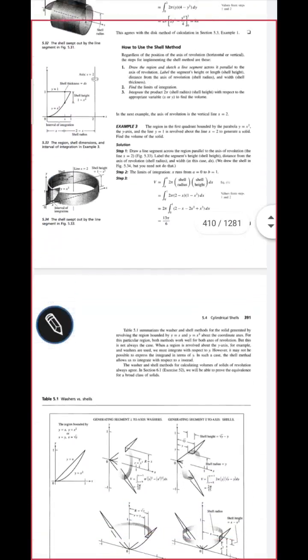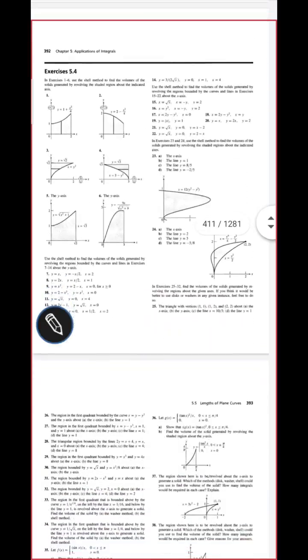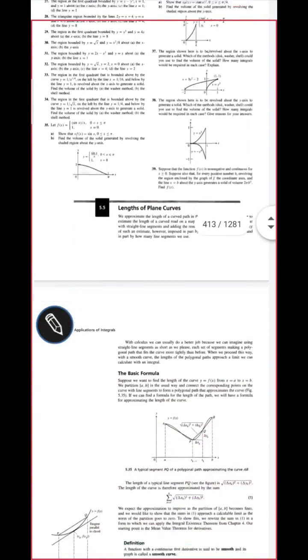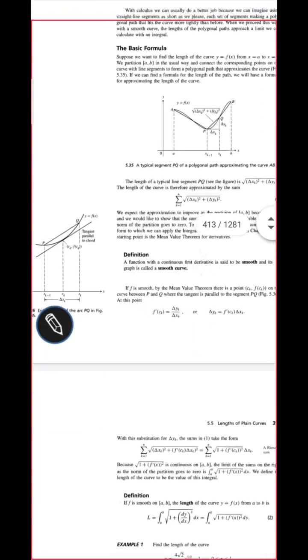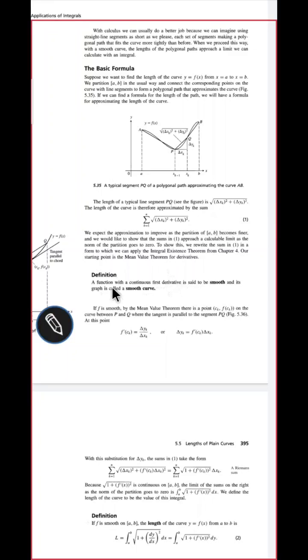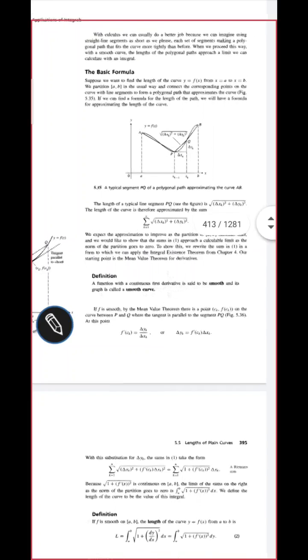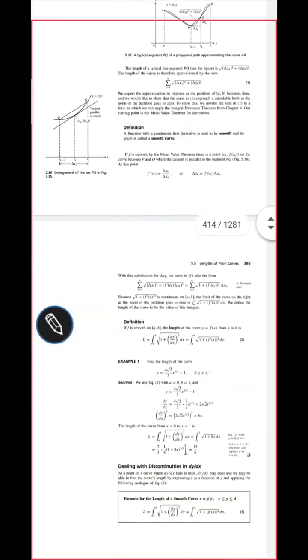One more is there, arc length. Finding arc length by using, yeah, here. So first you need to know the definition. What do you mean by a smooth curve? A function with continuous first derivative is said to be smooth, and its graph is called a smooth curve. If you are given a function, find the derivative of the function. If that derivative is continuous, then you will say the function is a smooth curve. Yeah, so here is the definition.